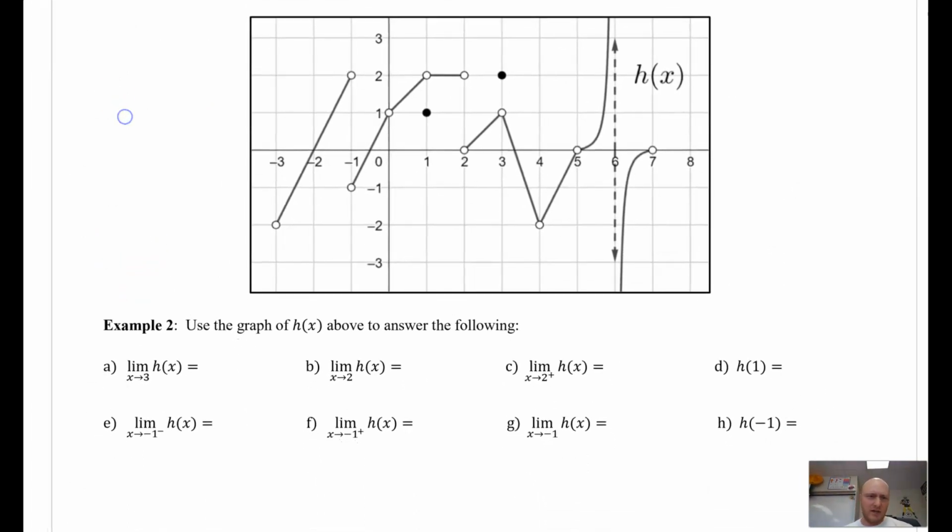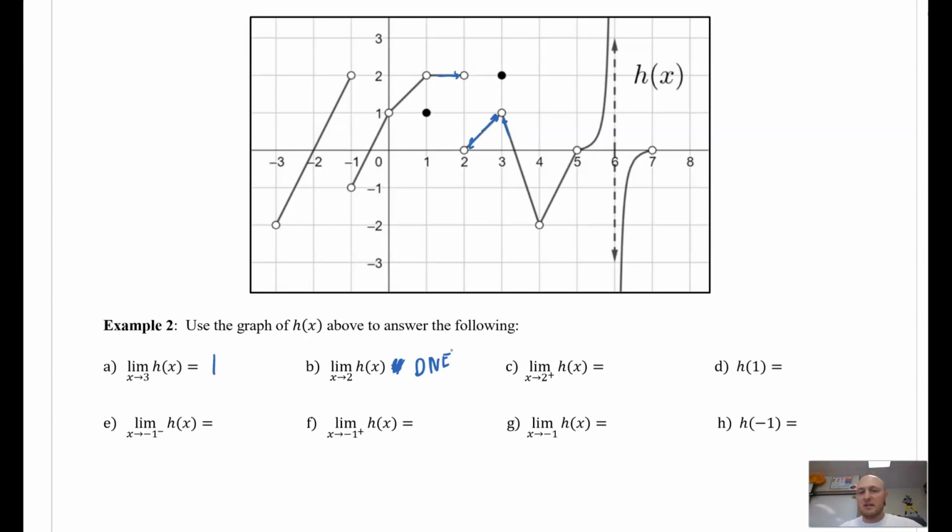Example number 2. We're going to go through these. The limit of h of x as x approaches 3. From the left going to 1, from the right going to 1. So the limit is 1. B, the limit as x approaches 2 of h of x. From the left it's going to 2, and from the right it's going to 0. Remember, it's a y value. So our answer here, I'm going to cross off that equal sign, I don't like that, DNE. The limit does not exist.